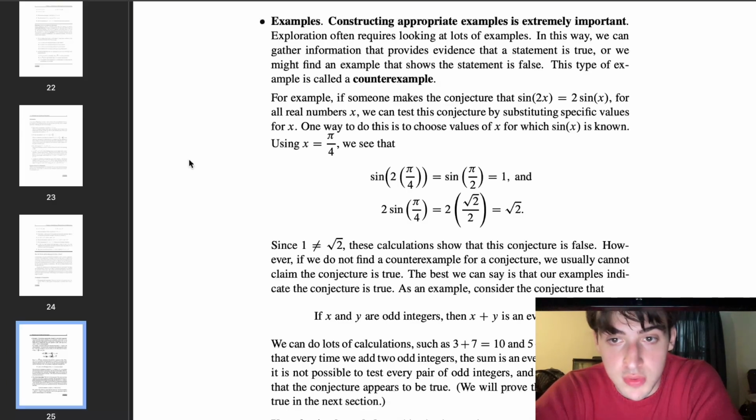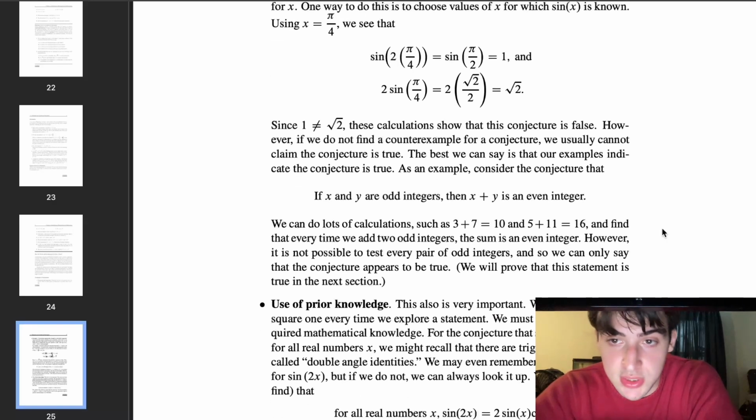All right, cool. So you don't have to make the calculation. You already know the value of x for which sine x is known. Using x equals pi over 4, we see that sine 2 pi over 4 equals sine pi over 2 equals 1. And 2 sine pi over 4 equals 2 root 2 over 2 equals root 2. Since 1 does not equal root 2, these calculations show that this conjecture is false.